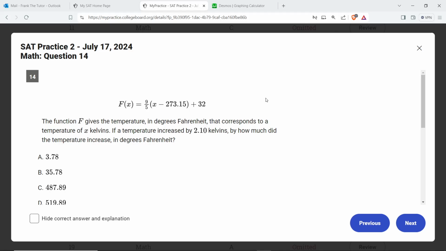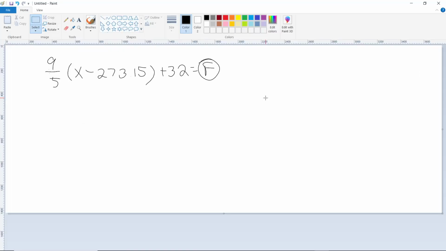And it says this function above, f, gives the temperature in degrees Fahrenheit, so the value of the function is degrees Fahrenheit, that corresponds to a temperature of x kelvins. So the x is Kelvin, degrees Kelvin. If a temperature increased by 2.1 degrees Kelvin, by how much did the temperature increase in degrees Fahrenheit?